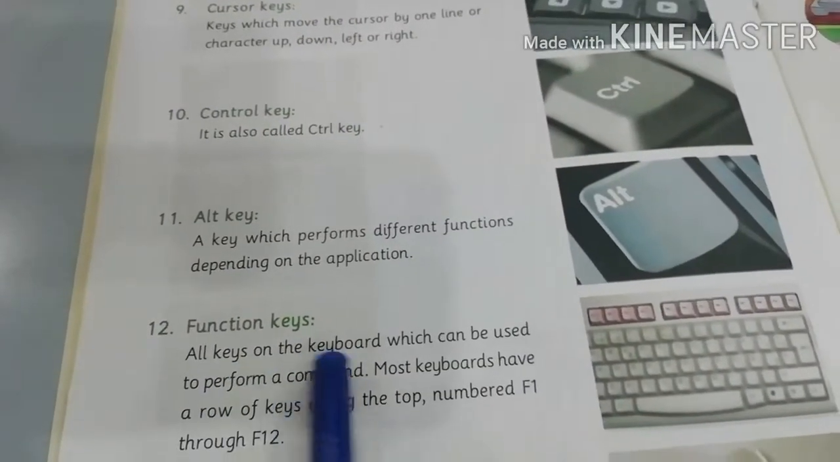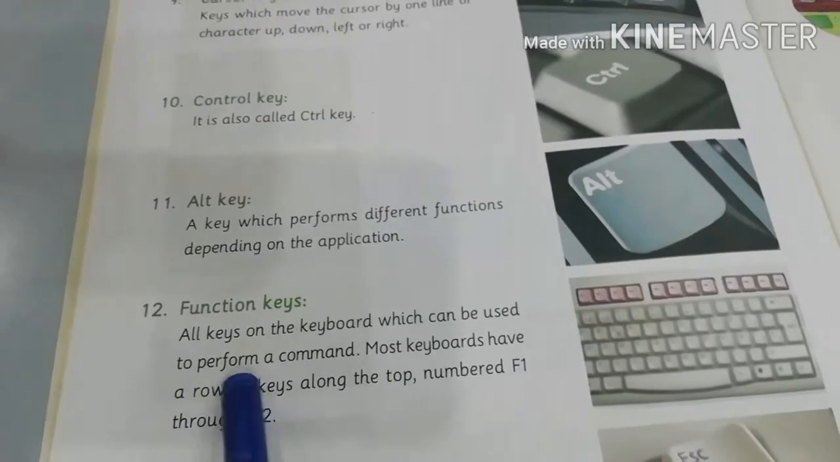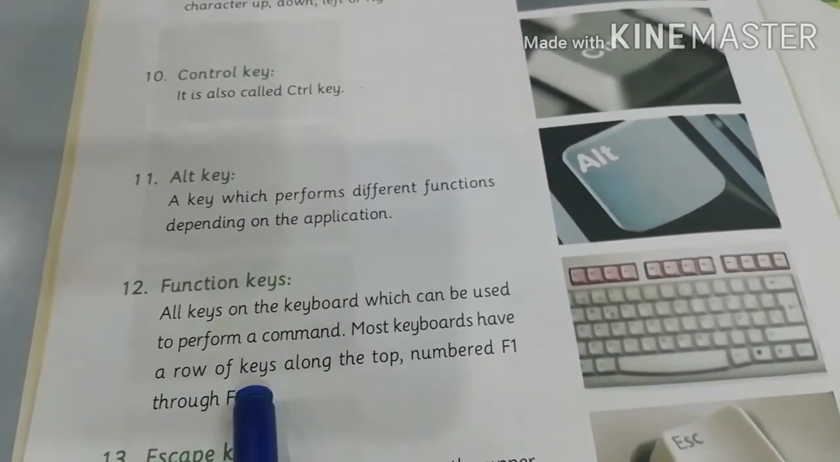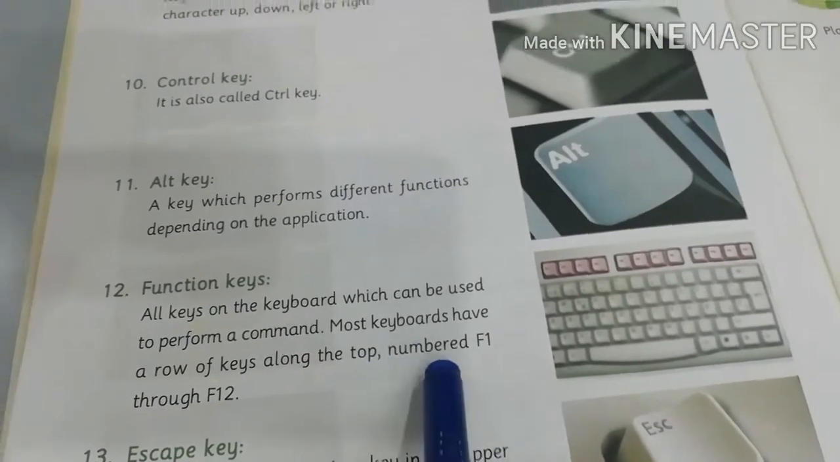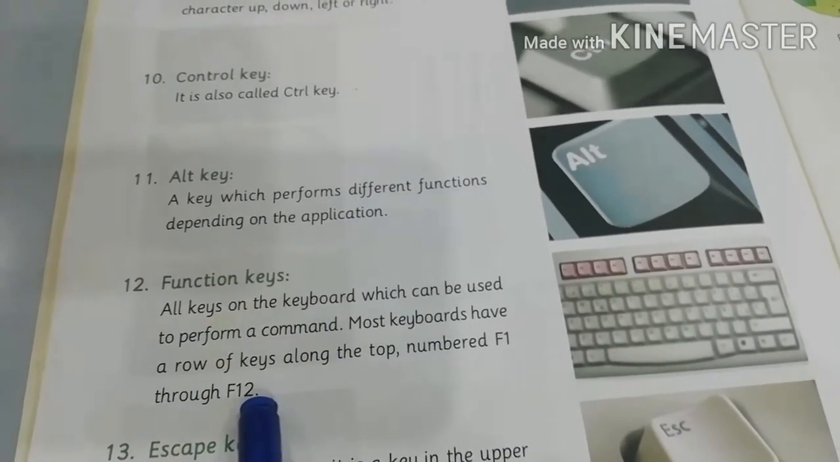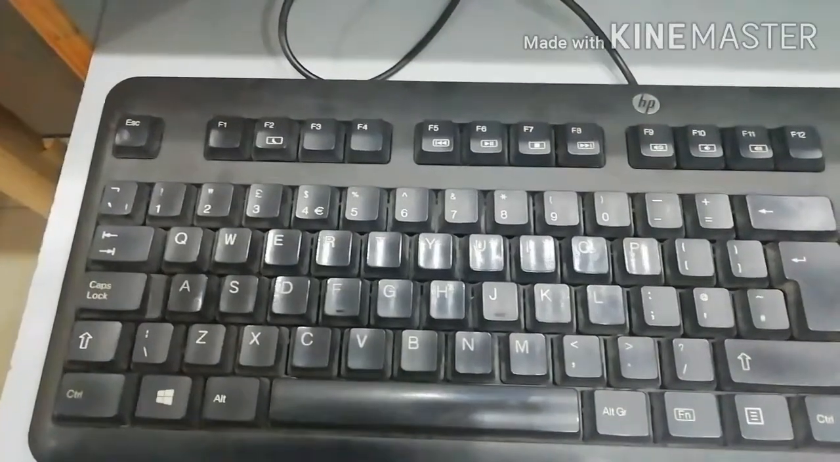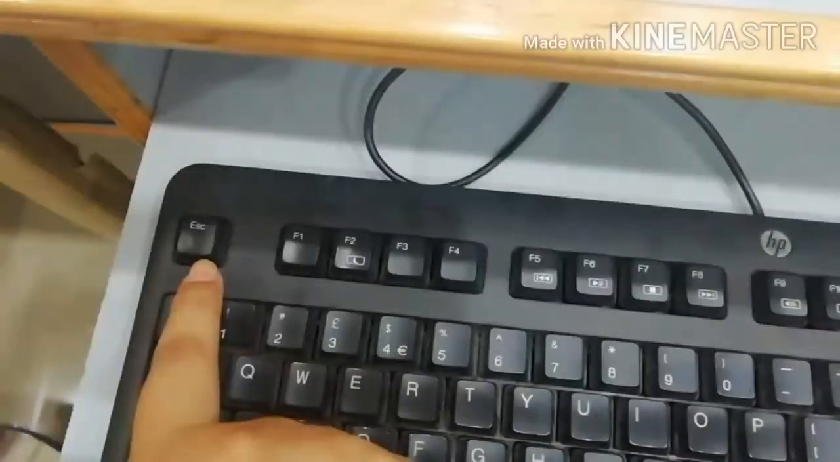Let's read from the book. All keys on the keyboard which can be used to perform a command. Most keyboards have a row of keys along the top numbered F1 through F12. Next key is escape key. Escape key. Dear students, on the keyboard the escape key is placed here.